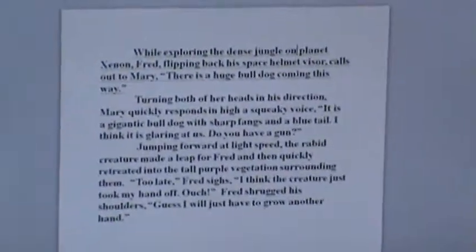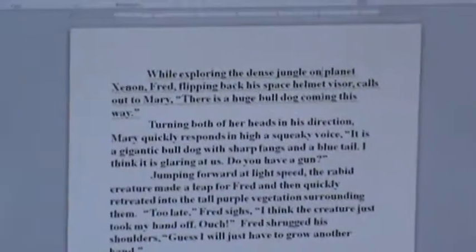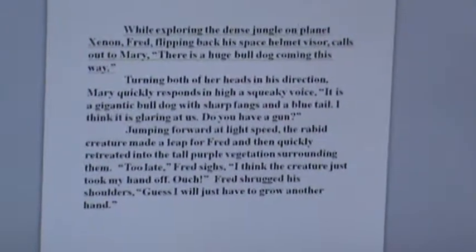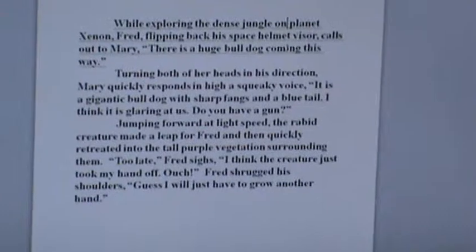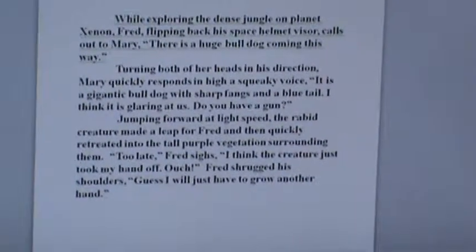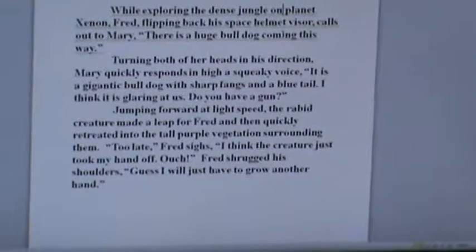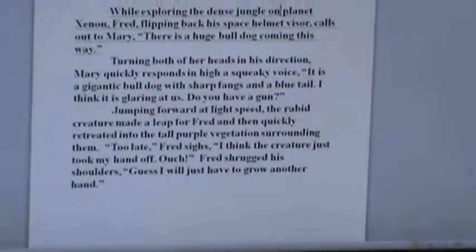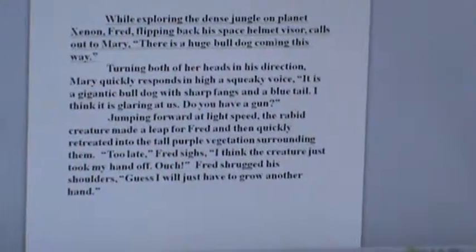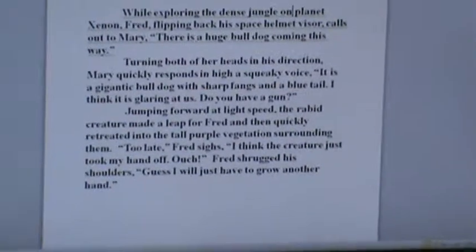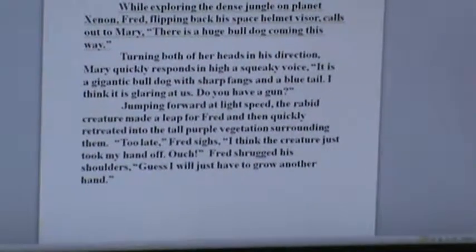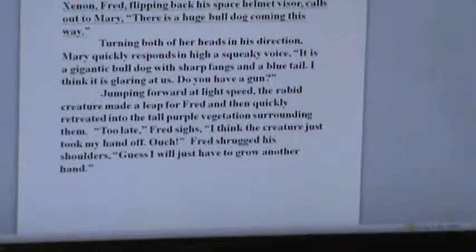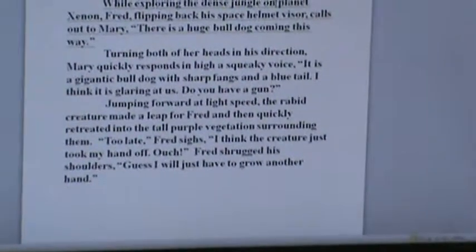While exploring the dense jungle on planet Exxon, Fred, flipping back his space helmet visor, calls out to Mary, "There's a huge bulldog coming this way." Now he's got costume on. Turning both of her heads in his direction, Mary quickly responds in a high, squeaky voice. "It's a gigantic bulldog with sharp fangs and a blue tail. I think it's glaring at us. Do you have a gun?" Jumping forward at light speed, the rabid creature made a leap for Fred and then quickly retreated into the tall purple vegetation surrounding them. "Too late," Fred sighs. "I think the creature just took my hand off." Ouch! Fred shrugged his shoulders. "Guess I'll just have to grow another hand."